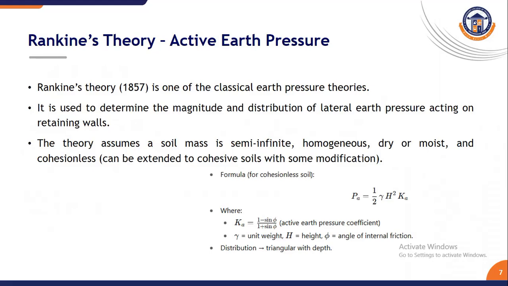Rankine proposed his theory in 1857 and it is still widely used today to calculate the earth pressures. According to the theory, the distribution of earth pressure on the retaining wall depends on the soil properties and the wall movements.